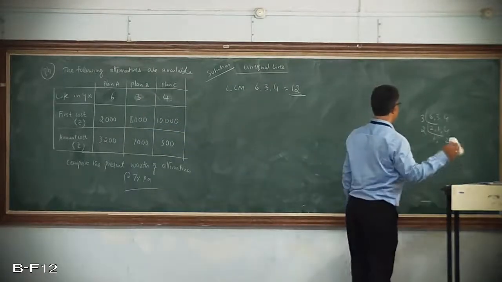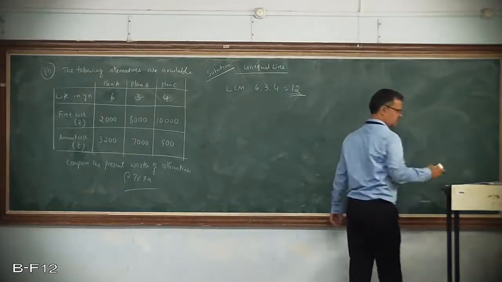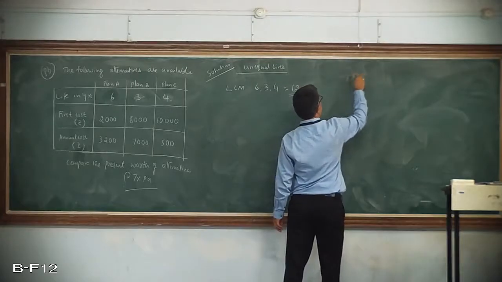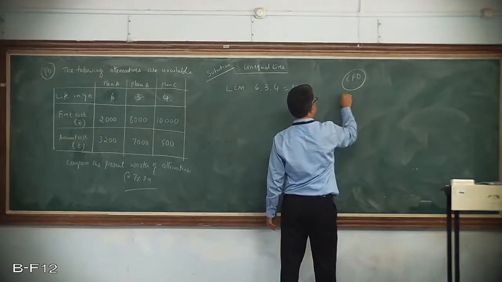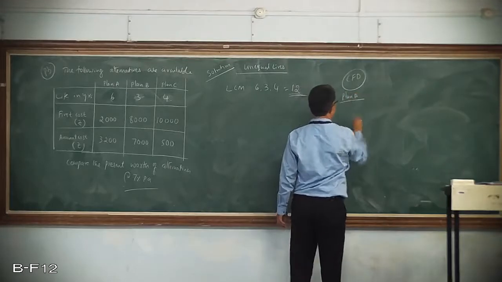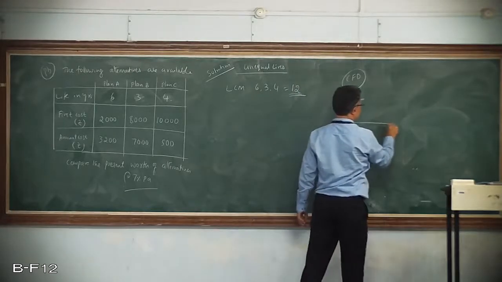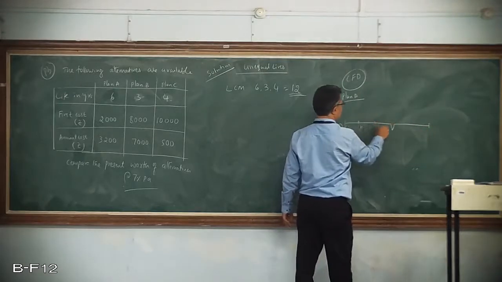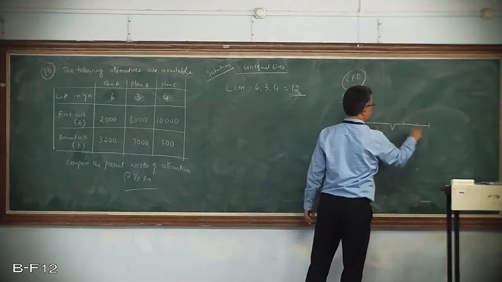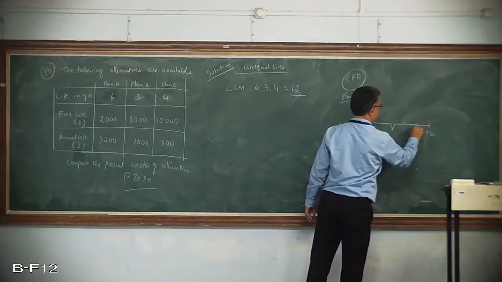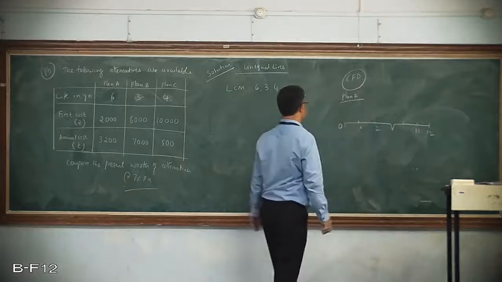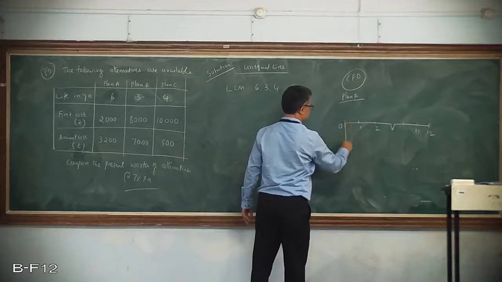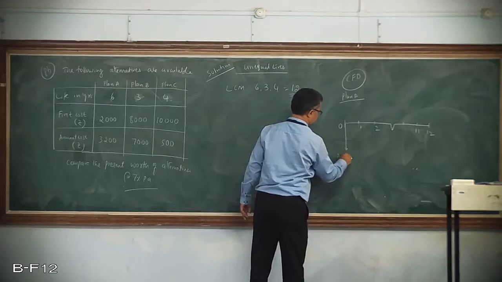We'll do it for plan A. So I'm going to write here the CFD, cash flow diagram, for plan A. So here, say for example, 12 years: 0, 1, 2, ... 11 and 12. Okay, directly I am taking 12 years of lifespan. So first cost is rupees 2000, the first cost.